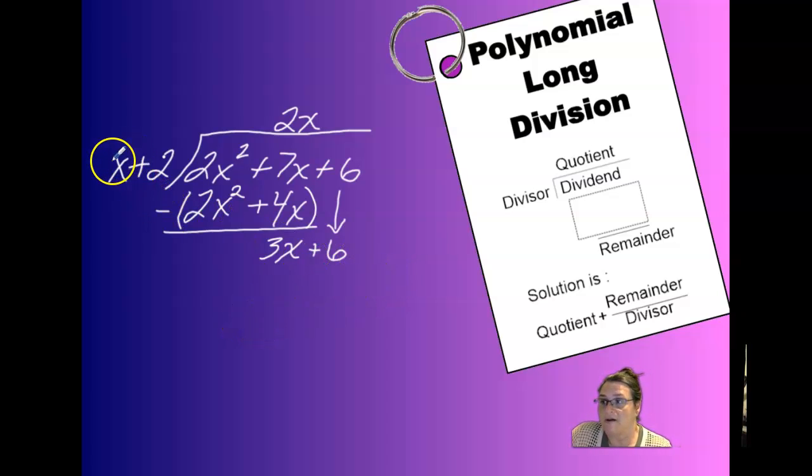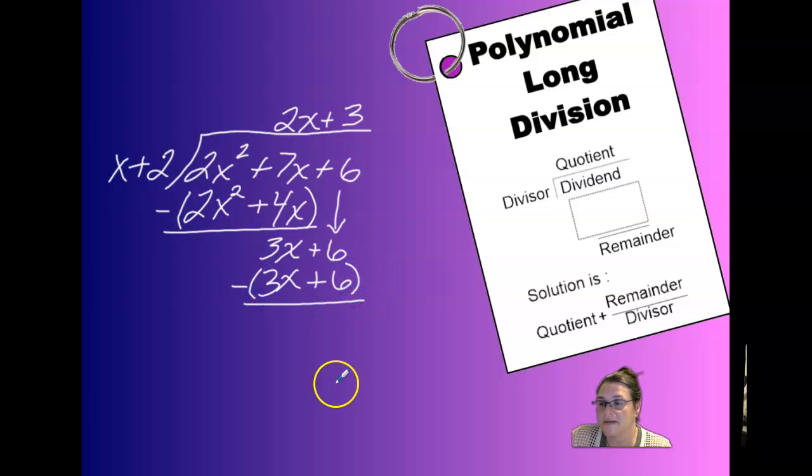So I ask myself, what do I multiply times x to get 3x? And the answer is 3, and I'm going to put that 3 in the constant's place value in my quotient. So it's a positive 3, so I'm going to put a plus there, and then I'm going to distribute as I multiply. So 3 times x is 3x. Then 3 times positive 2 is a positive 6. I draw a line and I change the sign because I'm going to subtract from the dividend.